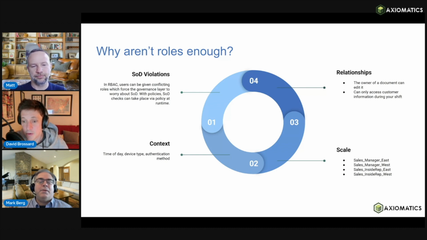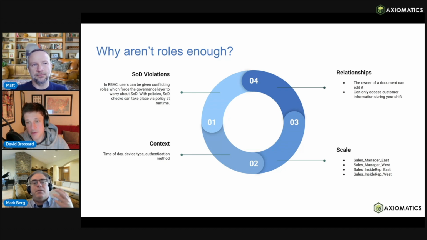Yeah, and I think that segues straight into, in my opinion, the biggest thing about roles: they can't describe a relationship. A role says, "Hey, you're a sales manager," and then in a legacy system, downstream you assign permissions to that role, and that's part of the reason why we get role explosion. But if you wanted to say, "Hey, I want the owner of a document to read something," or a doctor can only view the medical records of their patients, that's what we mean by relationship here, right?